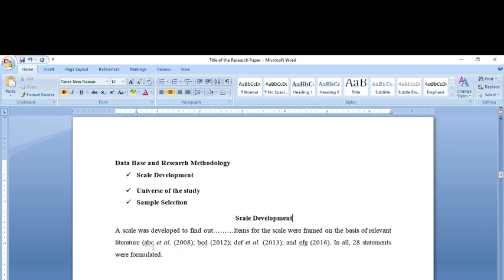I would discuss in detail about scale development and the techniques, and once you've developed the scale from various sources, how to validate it. I would also discuss that. I've written various papers on those, so I would tell you that also. In my next video, I would also cover the component covered in database and research methodology, that is the universe of the study, what is meant by the universe of the study, and how we go in for the sample selection.